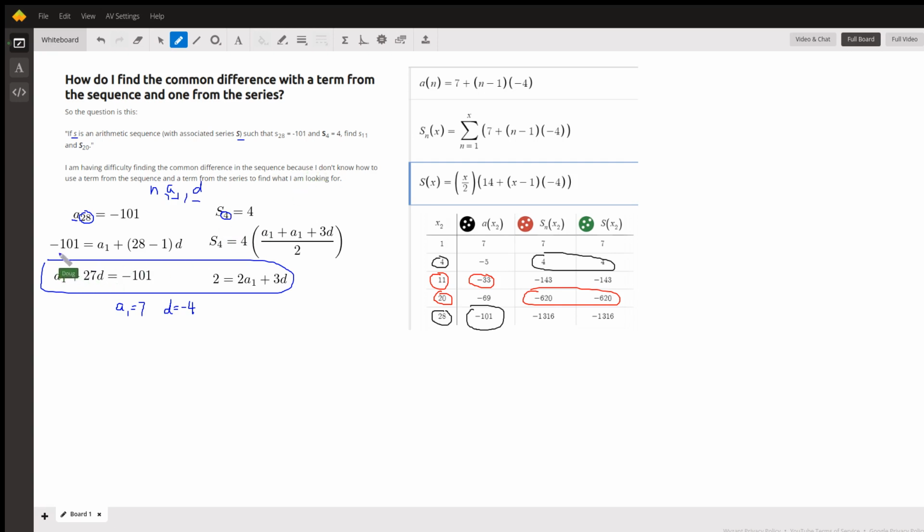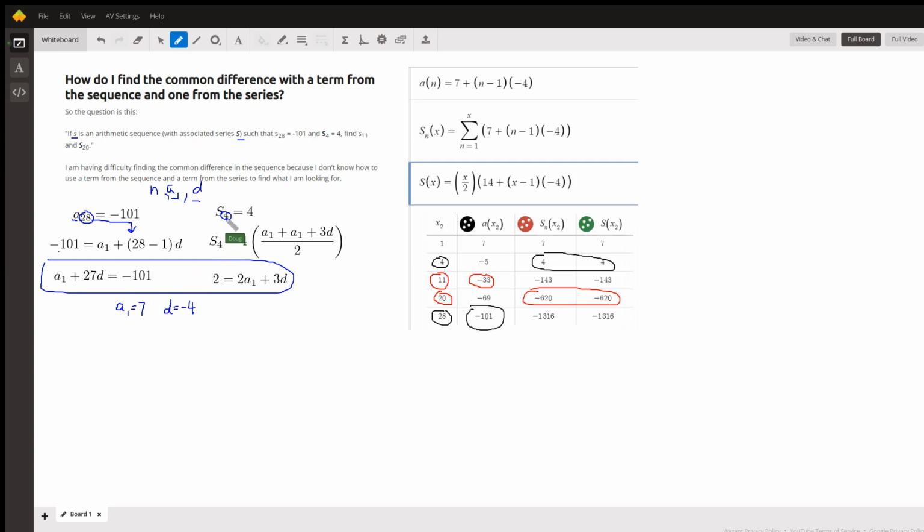So for the nth term of an arithmetic sequence, the 28th term in this case is negative 101. That equals the first term plus n minus 1 differences, and this is n right here. So 28 minus 1 is 27, so there's an equation involving a sub 1 and d.